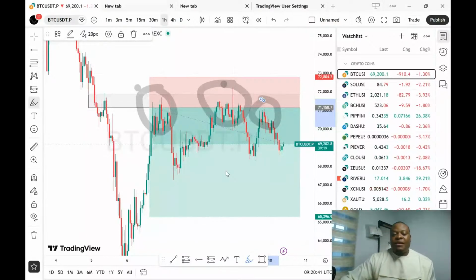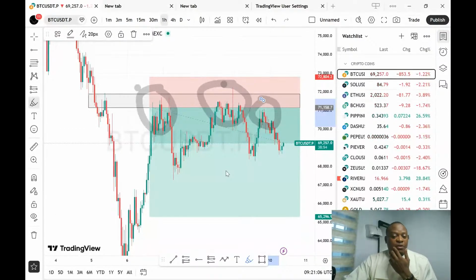Now, some people will ask me: once you mark an order block, does it mean it's a must that price must come there, because the big institutions or the banks have already set their entry there? No, it's not a must. It's not every time, but it has a higher possibility of coming there.